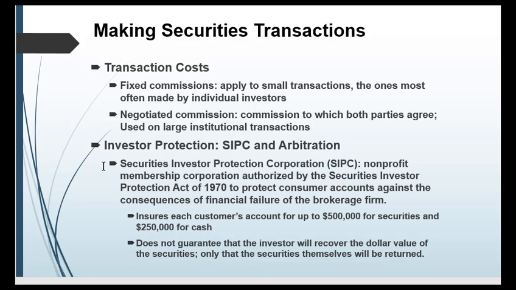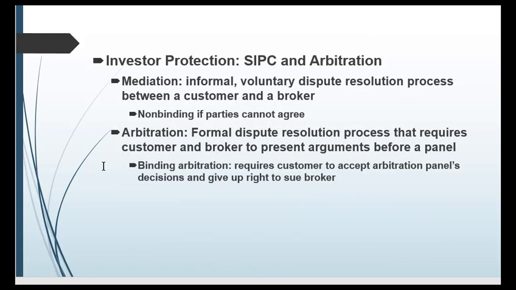Now, there is something very similar to the banking industry, where the FDIC insures against banks going belly up. There's the SIPC. And this insures a customer's account for up to $500,000 in securities and $250,000 in cash. It doesn't guarantee you're going to get the dollar value of the securities, only that the securities themselves will be returned. So basically, this is just insurance against a brokerage firm going belly up.